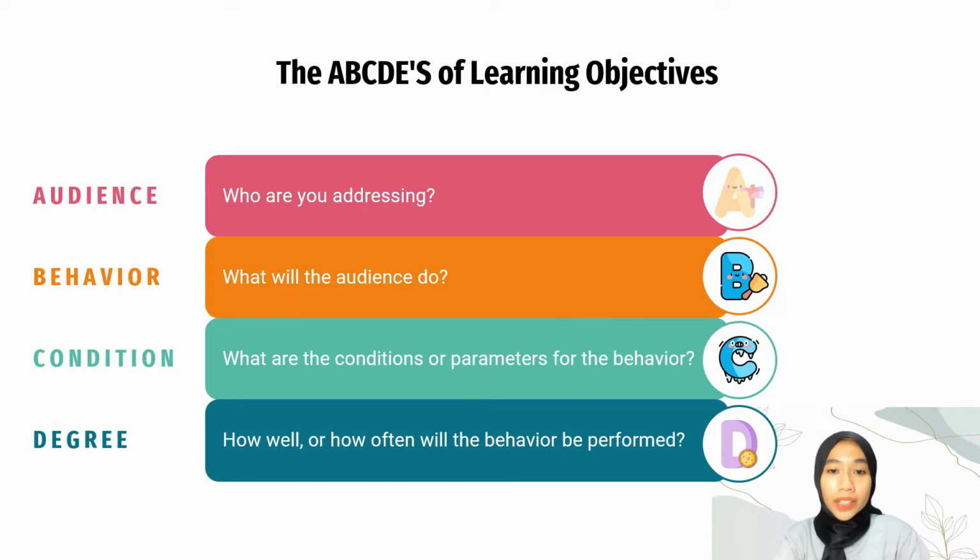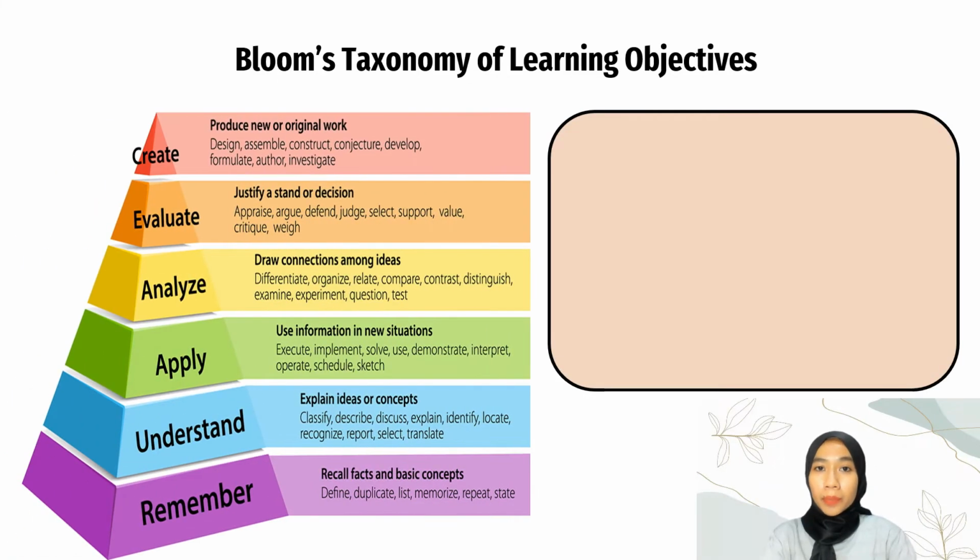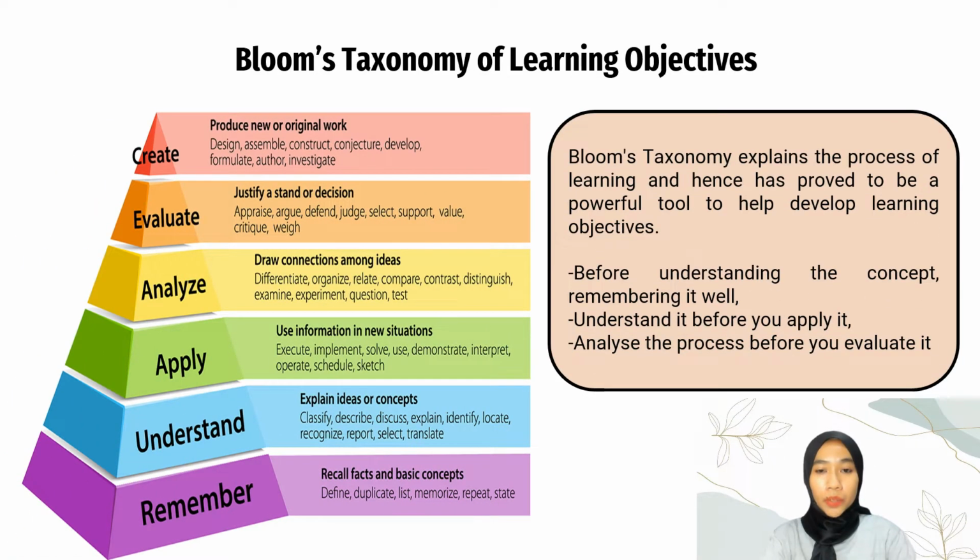A is audience. Who are you addressing? Who is going to be doing the learning? You need to state that here because you want the learner to be at the forefront of a lesson. B is behavior. What will the audience do? It may include knowledge, skills, and attitude. Behavior must be observable and measurable.